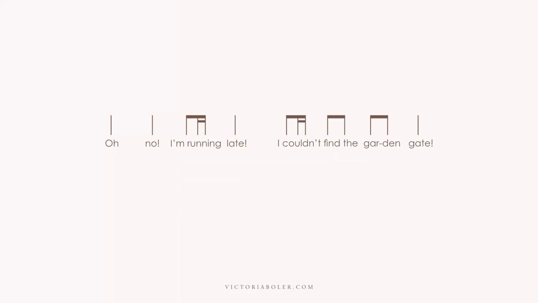Students are going to be walking in open space while they clap the rhythm of the words. Right. And then let's add a rhythmic prompt. This isn't really an ostinato, it's just a rhythmic question. Oh no, I'm running late. I couldn't find the garden gate. Oh no, I'm running late. I couldn't find the garden gate.